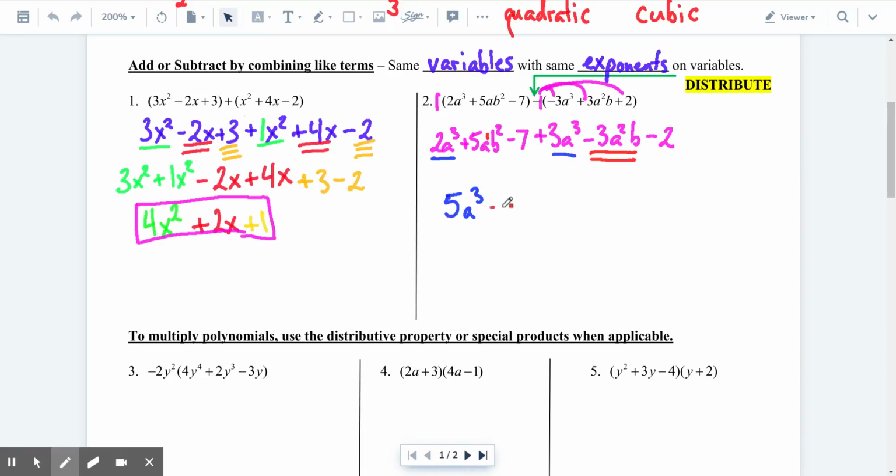So we have no like term to combine with this minus 3a squared b, so we'll leave it exactly as it was. And likewise, we have no like term for this plus 5ab squared, so we will leave it as it was.